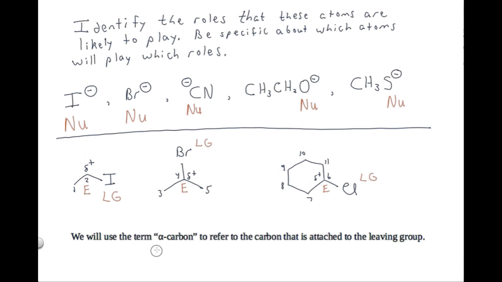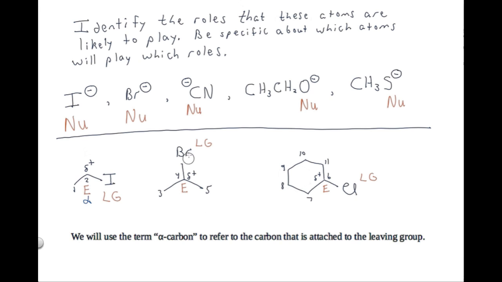There are other types of alpha carbons that you might learn about later in your course, but for this material, this is the useful definition of an alpha carbon. So let's try labeling the alpha carbons that we have here so far. What's the alpha carbon in this molecule? The alpha carbon in this molecule is carbon 2, because carbon 2 is attached to the leaving group. Carbon 1 is not the alpha carbon.